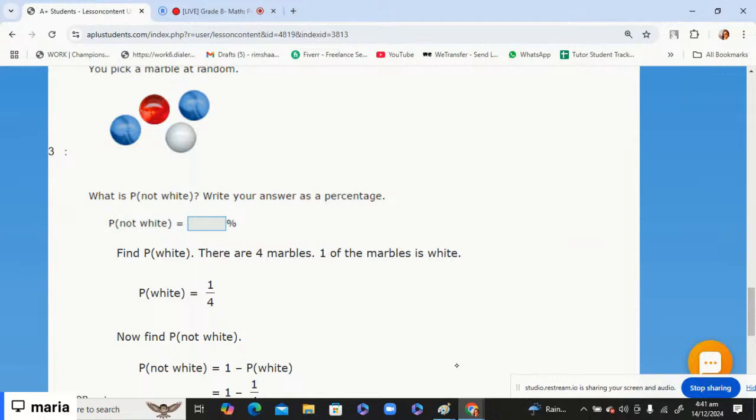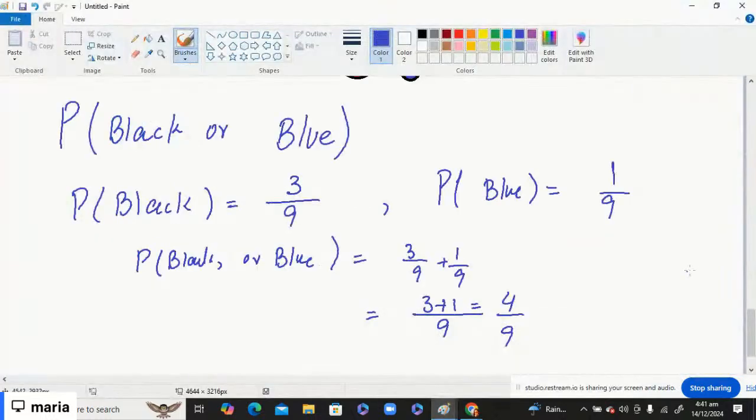Now, if they say not white or not something, you are always going to subtract from 1. For example, they are saying not white. First, you check the total number, that is 4. How many white in it? It's 1. And when you find the probability, you subtract that from 1. This is the new thing. For example, let's draw here.